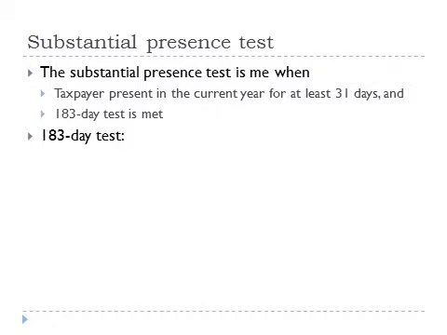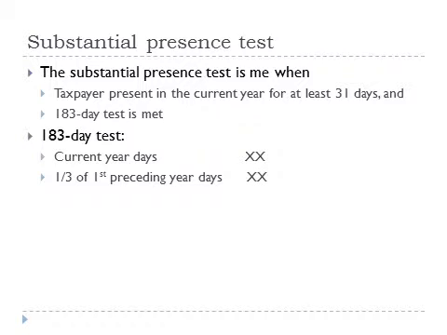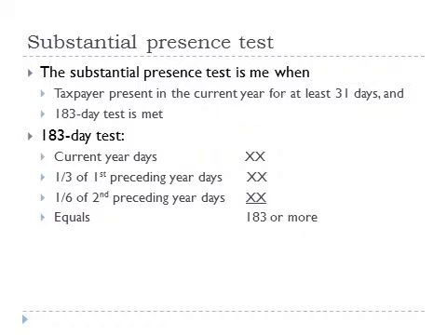The 183-day test is met if the sum of the days present in the United States during the current year plus 1/3 of the days for the immediately preceding tax year plus 1/6 of the days for the second preceding tax year equals 183 days or more.